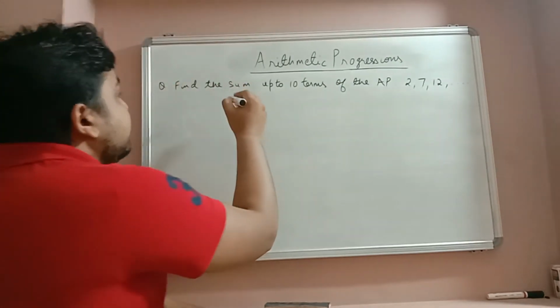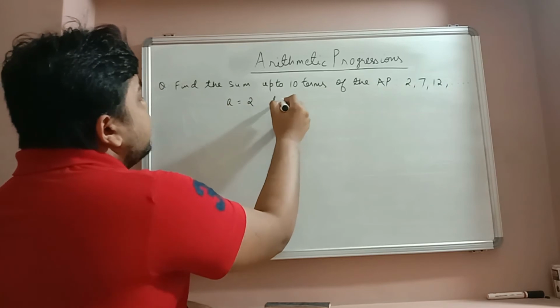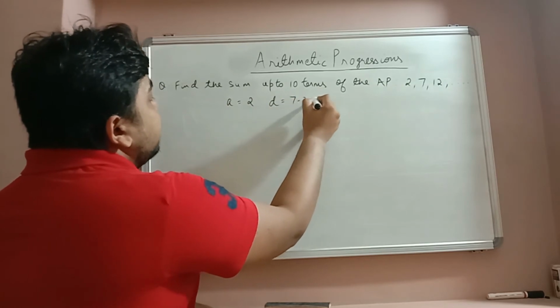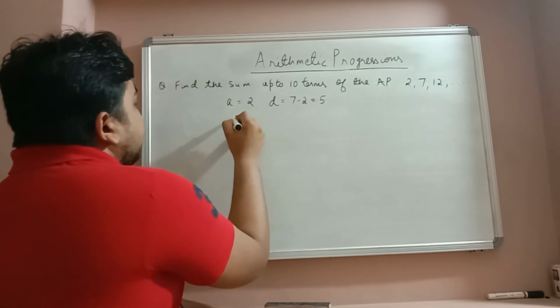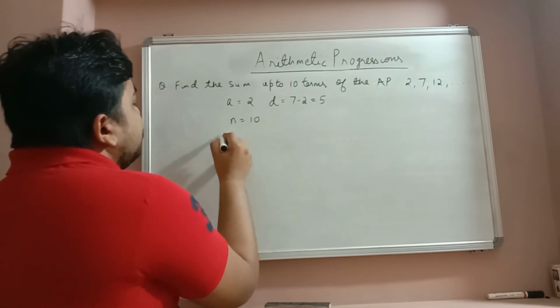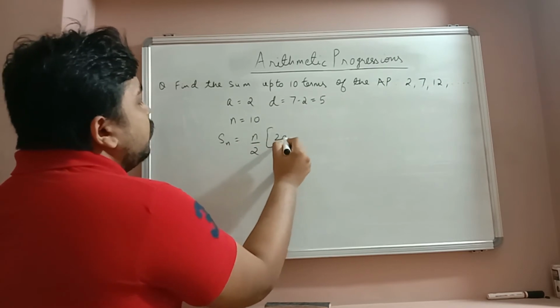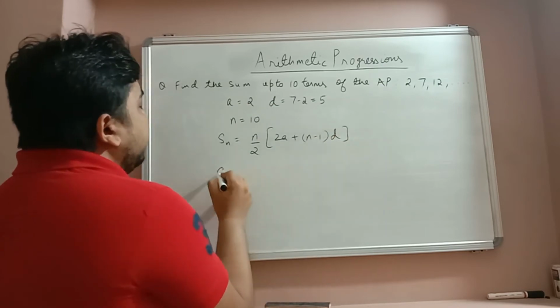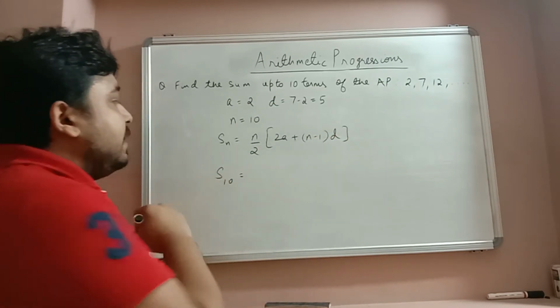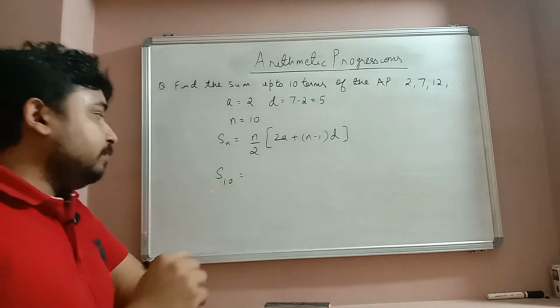So now here in this AP, a equals 2, d equals 7 minus 2, that is 5, the common difference is 5, and our n is 10. So we will use the formula Sn equals n by 2 into 2a plus (n minus 1) into d in order to find the sum of n terms. So S10 will give me the sum of the first 10 terms of this AP.